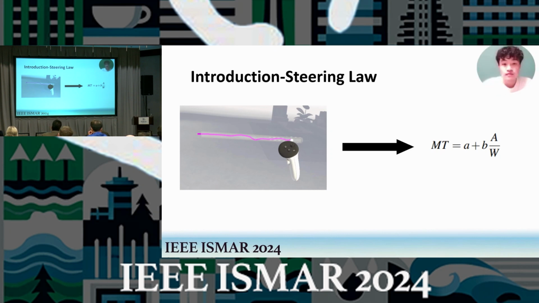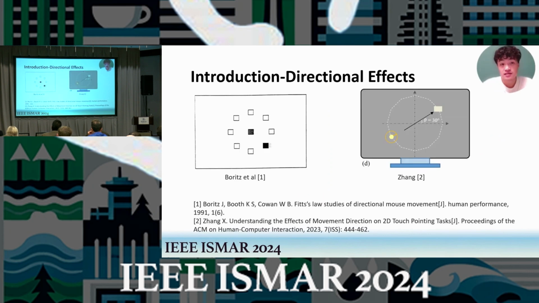After understanding what a steering task is, we will introduce what directional effects are. Previous work has shown that direction plays an important role in user performance during selection tasks, particularly in 2D environments. For example, Boris' team studied directional mouse movement using Fitts' law. The research demonstrated that the direction of movement can significantly affect the time required for users to complete pointing tasks.